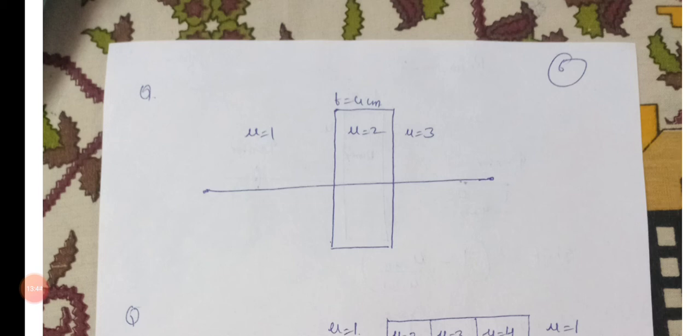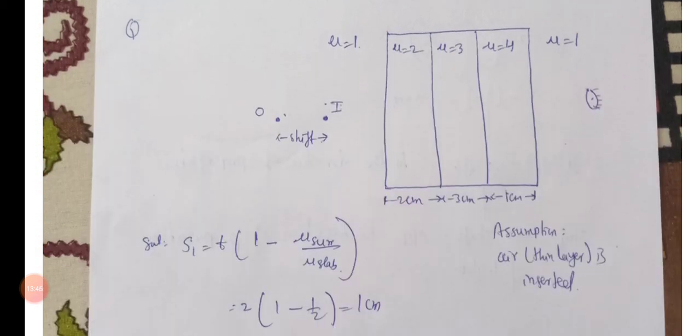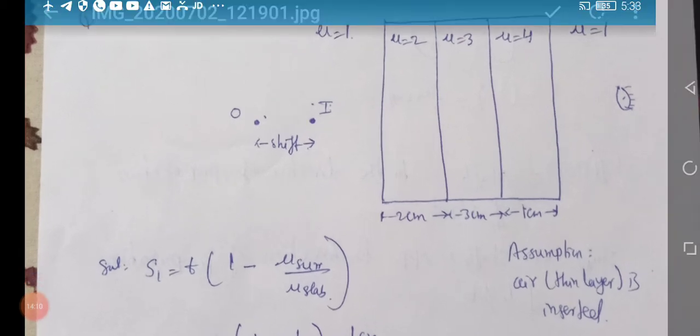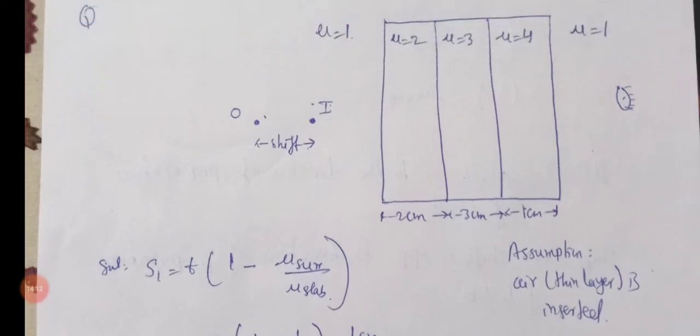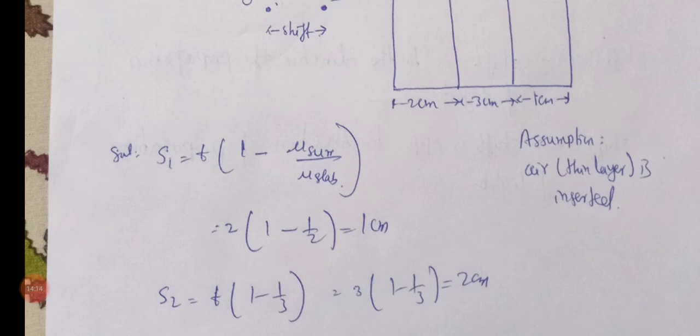Now let's see, student, another question. Three glass slabs are there connected together, mu 2, mu 3, mu 4. Okay, student, the surrounding is air and the object is at O. So first I have given the shift S1 for the first slab and I have applied the formula. See, student, T1 minus mu surrounding by mu slab. So for the first slab I have written the data, student. Mu surrounding is 1, mu slab it is given here, see, student, 2. So that formula I have written, I have applied. Shift came out to be 1 centimeter, student.